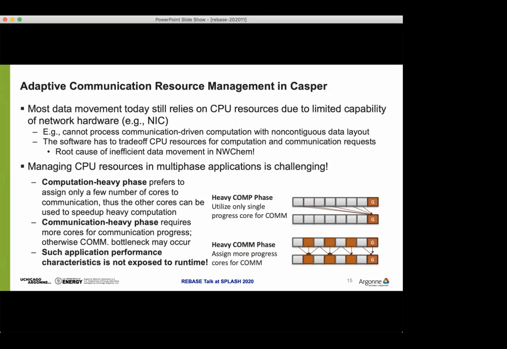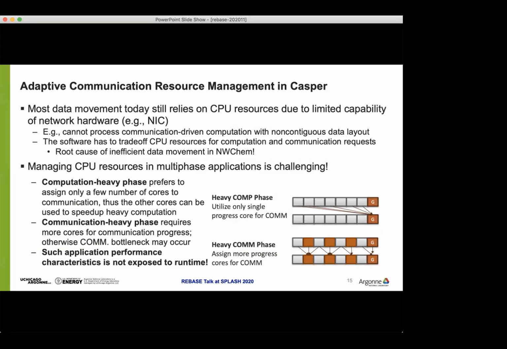for the communication part. But for applications that have multiple phases, where some phases are heavy computation and some others are heavy communication, what can we do there? From the software design point of view, it's very hard to dynamically change the number of cores. I mean, it's possible to change the number of cores you assigned for each computation and communication.